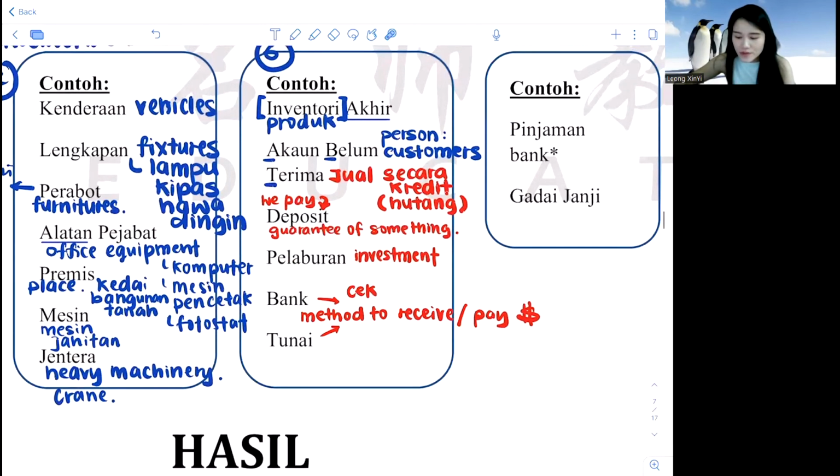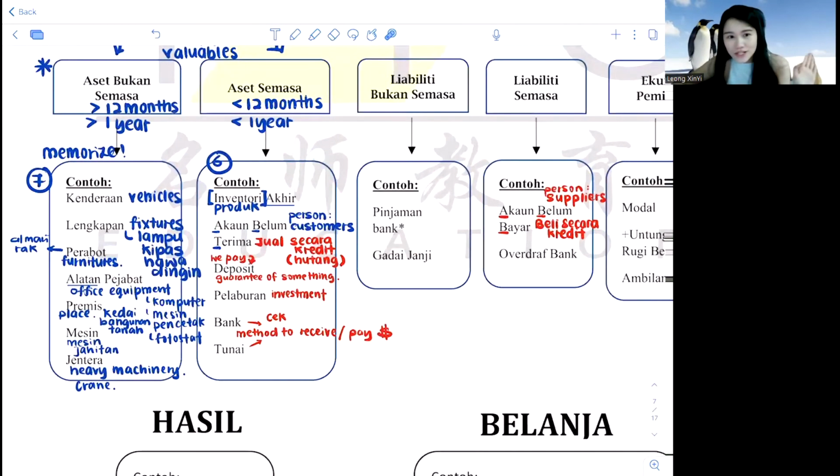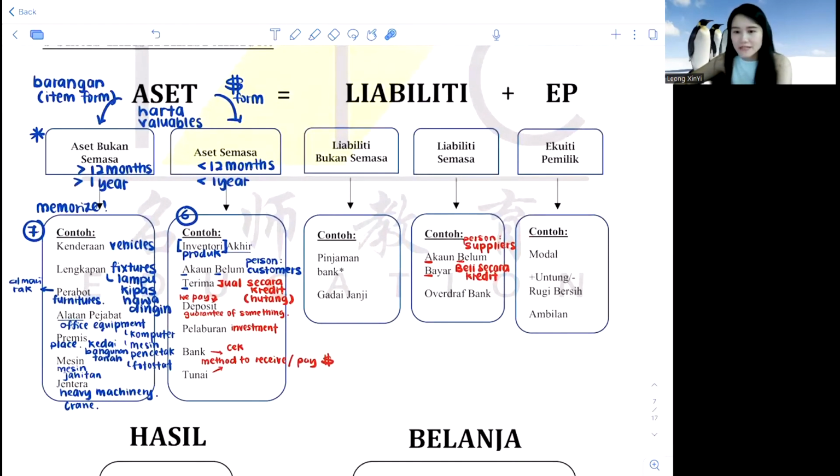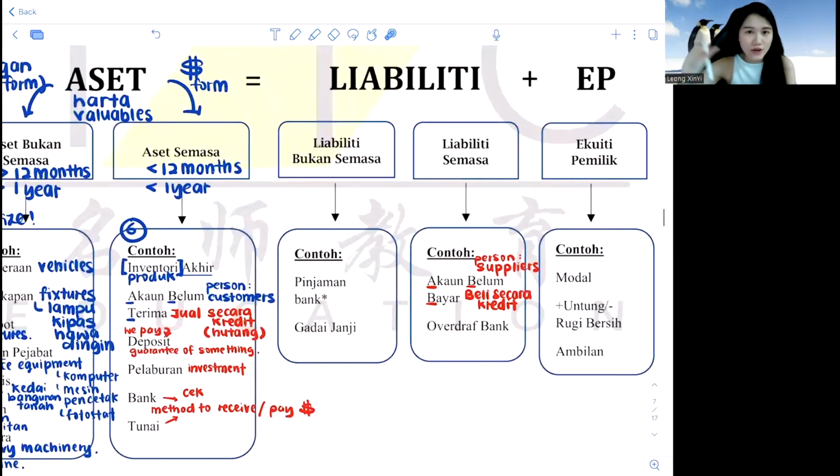Okay, so we're done with all the assets already. Any questions so far? If you guys have no questions, then I'll just quickly end the Liability EP hasil belanja. Then we can go to our actual persamaan P.Akaun already. Okay, now for liability, any questions, you all type it at the chat, okay? I will reply you as long as I see it.